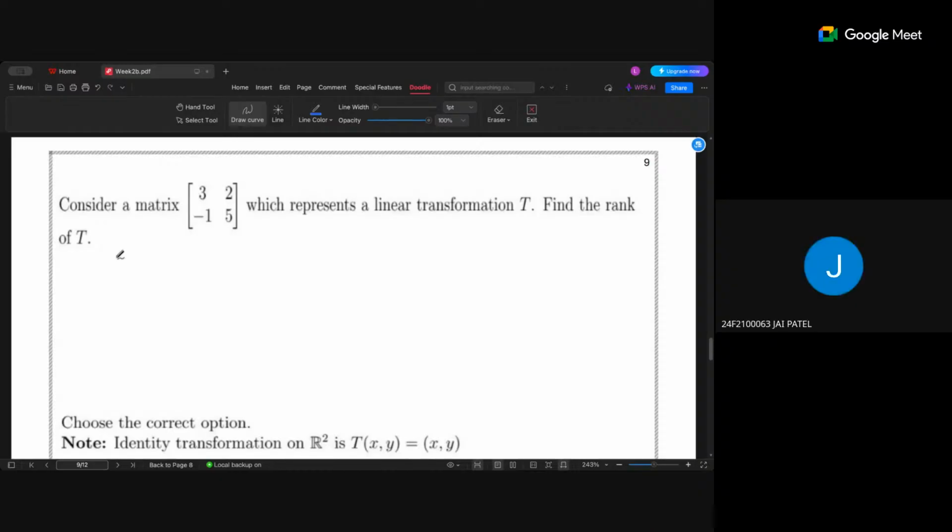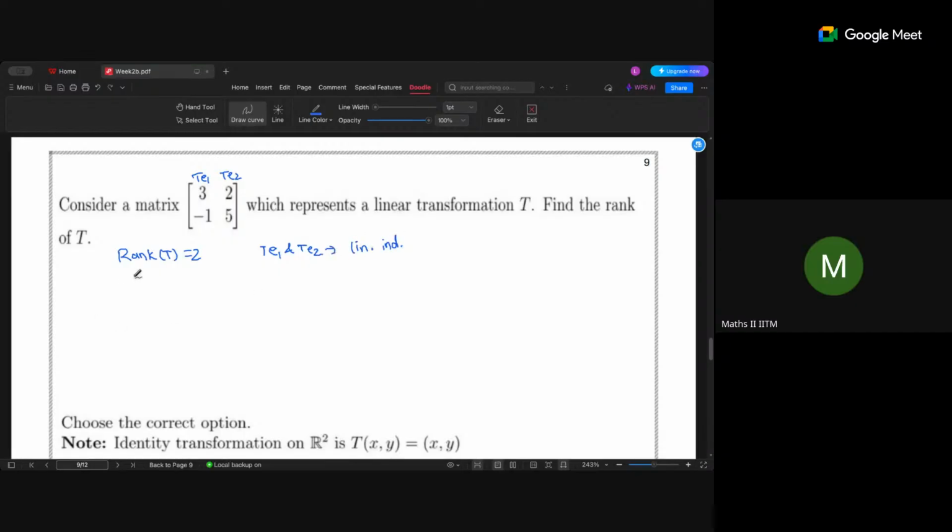Since TE1 and TE2 are linearly independent, the rank will be 2. The range is R2 and the rank is a number. Yes, the rank is 2. What he said is correct, because this is TE1 and this is TE2, and TE1 and TE2 are linearly independent, and hence the rank is 2.